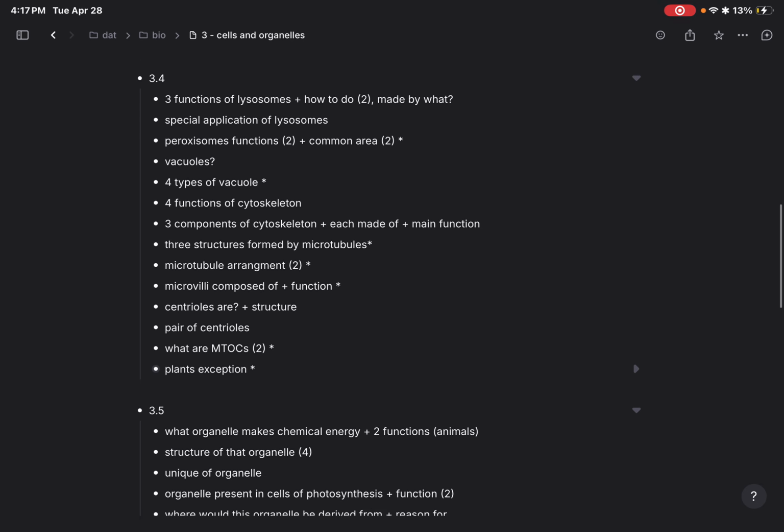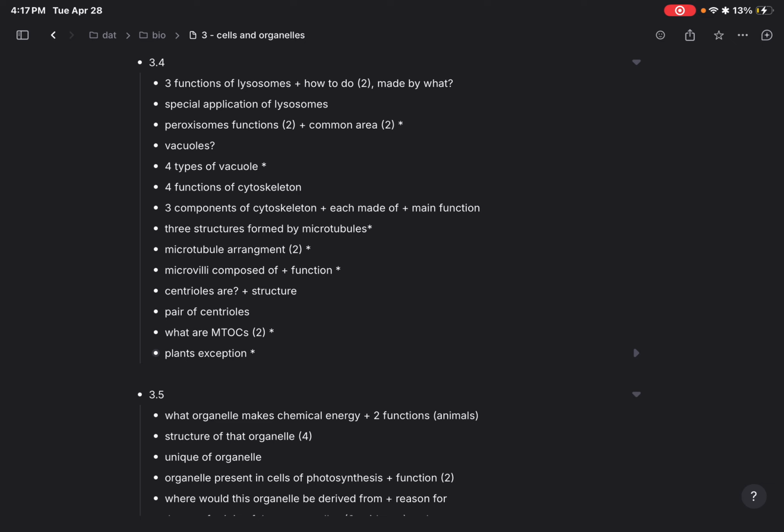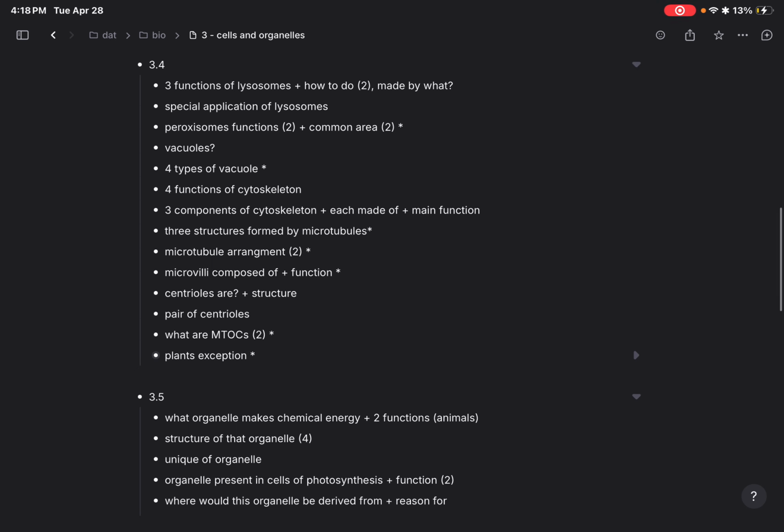Three functions of lysosomes, how do they do it, and what are they made by? Lysosomes are responsible for apoptosis, autophagy, and they break down nutrients, pathogens, cell waste, and toxins. They're made by the Golgi apparatus. They have digestive enzymes on the inside, they eat it, and they have a low pH. Special application of lysosomes, I'm not too sure about that.